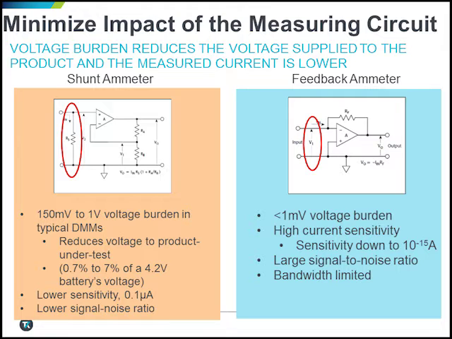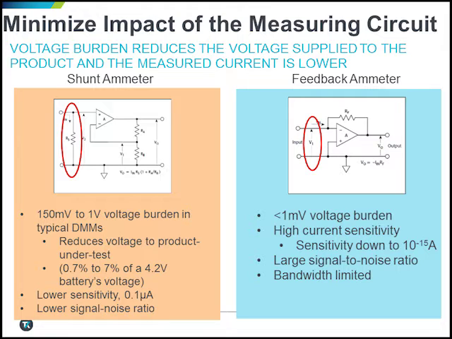A typical 6.5 digit DMM, a good quality DMM for example, can add voltage burdens of 150 millivolts to 1 volt to a circuit. If you are using a battery with a voltage of 4 volts or less, the voltage burden can reduce the circuit voltage by 7% or more. That is a lot of error added to the measurement uncertainty, and the signal-to-noise ratio is also reduced. In general, the shunt ammeter topology limits sensitivity.